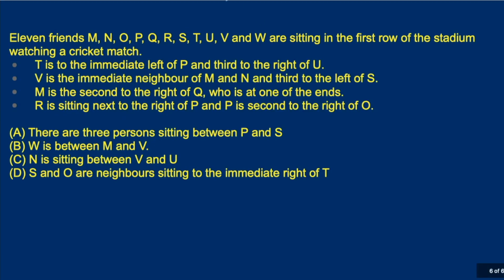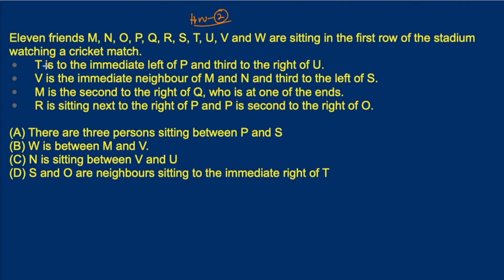One more easy question I'm giving you, that is homework number 2. Try to do this one as well. It says that 11 friends M, N, O, P, Q, R, S, T, U, V and W are sitting in a first row of the stadium watching a cricket match. Now here they have not said whether they are facing towards north or south. So you can consider any one of them, okay? Consider them watching towards the north or towards upward. That will make your positioning easier.